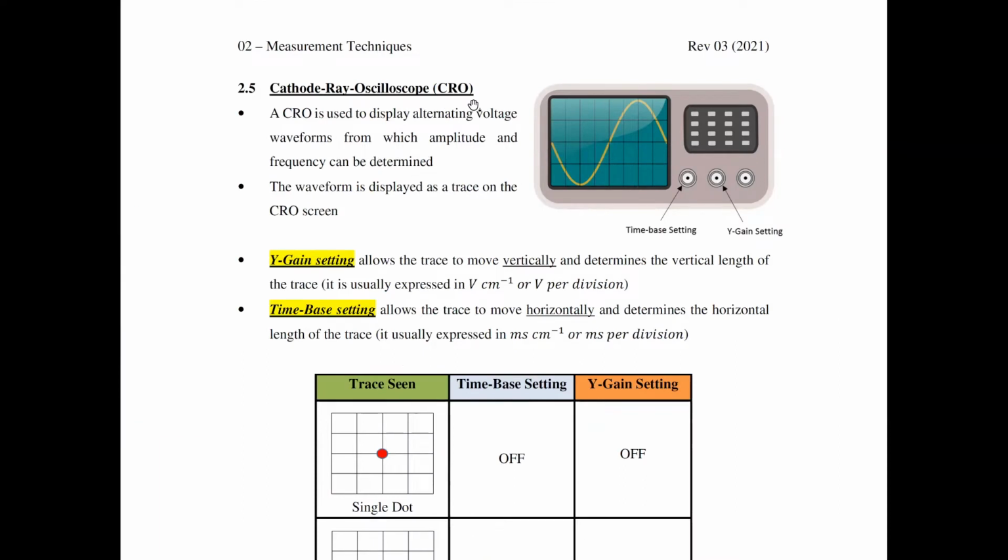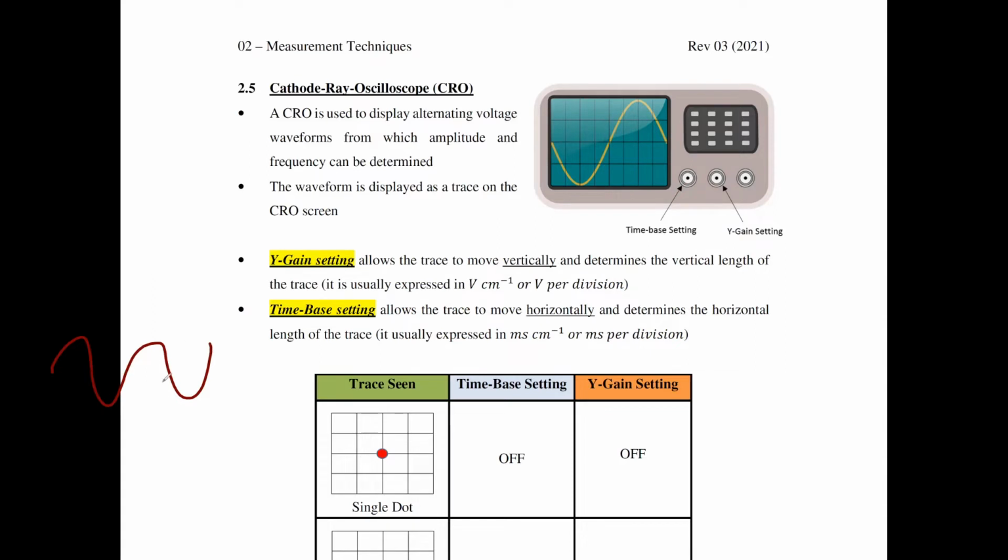Now, the oscilloscope. You may have learned this under waves, because under the new syllabus this is grouped under waves, but previously it was grouped under measurement techniques. So I'm just going to talk a bit about this. When you're talking about waves, one of the things that you're interested in is the amplitude as well as the frequency. When we talk about waves, it is something like this.